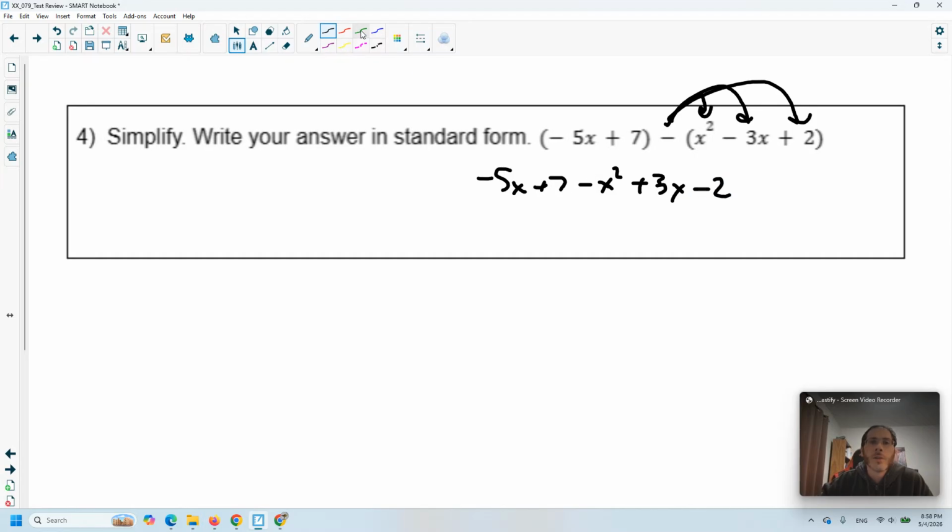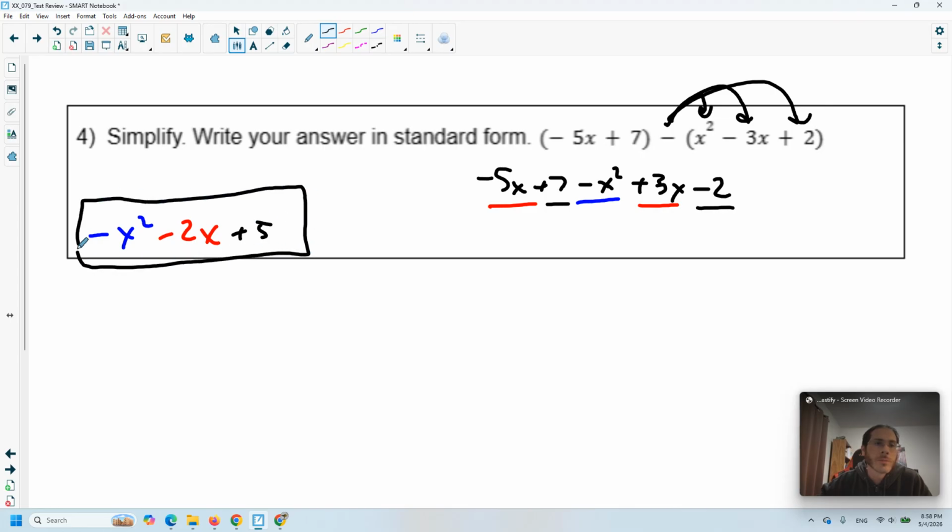So if I go ahead and start with my highest power of x, it's this negative x squared. Next one I got is negative 5x plus 3x is minus 2x. And then my numbers come last. 7 minus 2 is 5. And there we go. So that's it with that one.